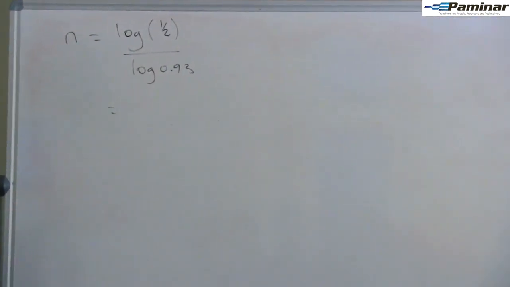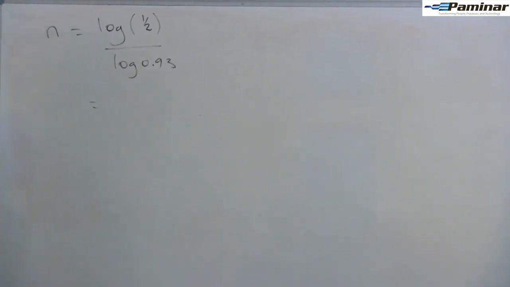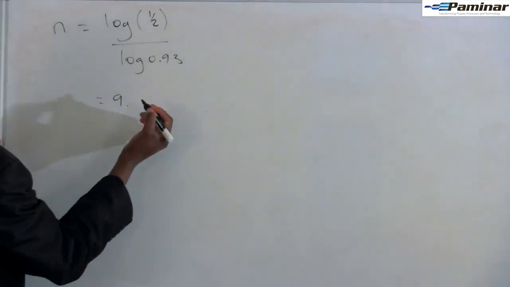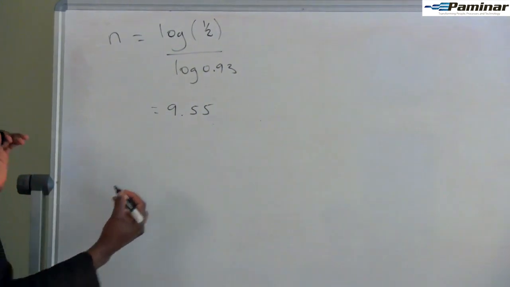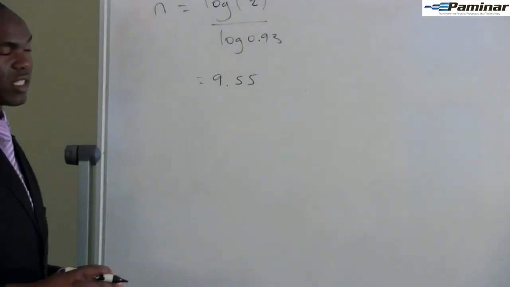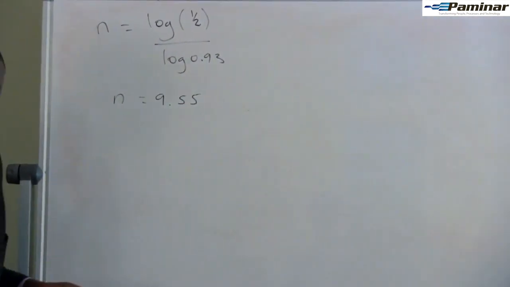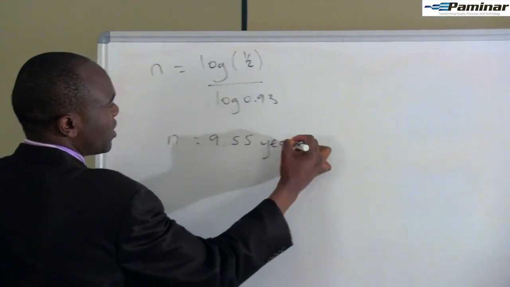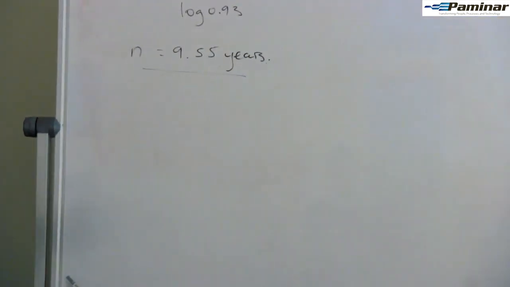What do you get? 9.55. Let's just leave it to two decimal places. So our n is 9.55. Yes, that's it. So we are done with this one. Clear?